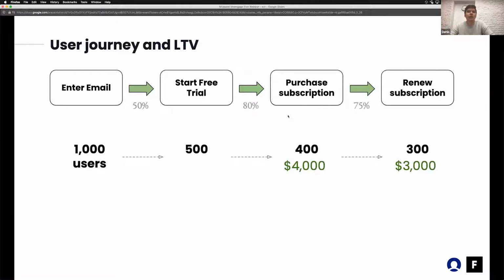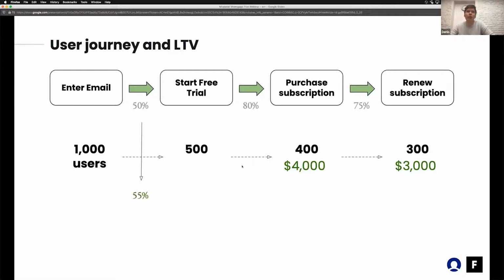Setting some really arbitrary conversion rates here, let's say that 1,000 users enter the email in our app. We can assume that maybe 50% will convert to a free trial, 80% of those will actually purchase a subscription, and 75% of them will actually renew a subscription. And let's assume that our monthly subscription price is $10. If you translate it to revenue, we get $7,000 in revenue from just this simple funnel.